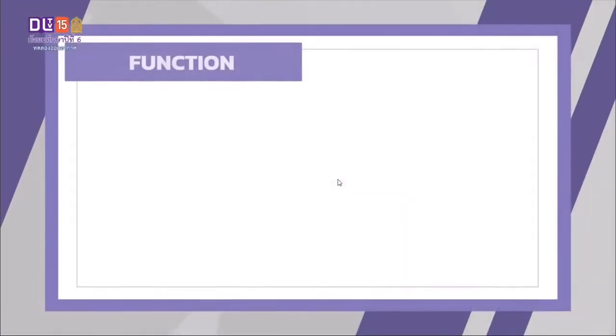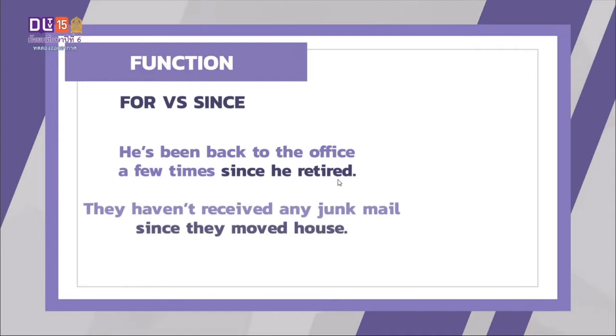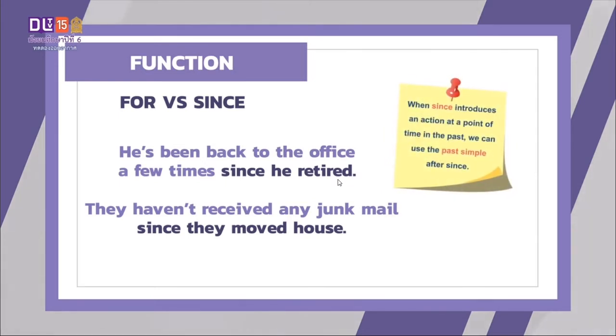In present perfect tense you will see the word since. I will show you the examples. He's been back to the office a few times since he retired. They haven't received any junk mail since they moved house. You can see since he retired and since they moved house. This is an explanation of since. When since introduces an action at a point of time in the past, we can use the past simple after since. You can see since he retired, since he moved house. This is past simple after since.